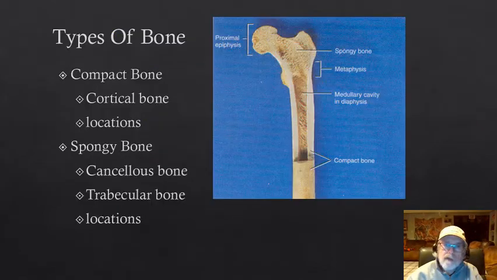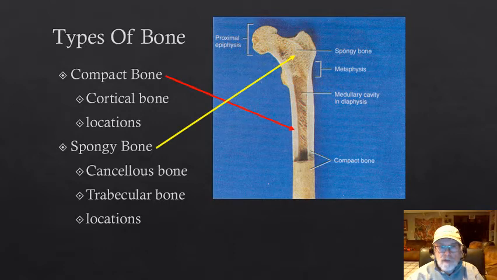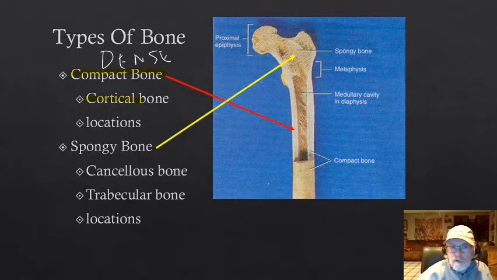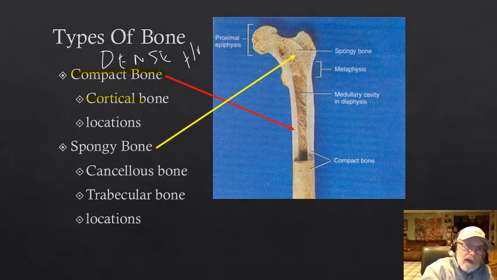Now, we talked about this a little bit before, but I think I should show you again so you could understand this as well. We talked about compact versus spongy bone. Compact bone is also called cortical bone or sometimes dense bone. Dense, compact, cortical, sometimes hard. Some people say hard bone.